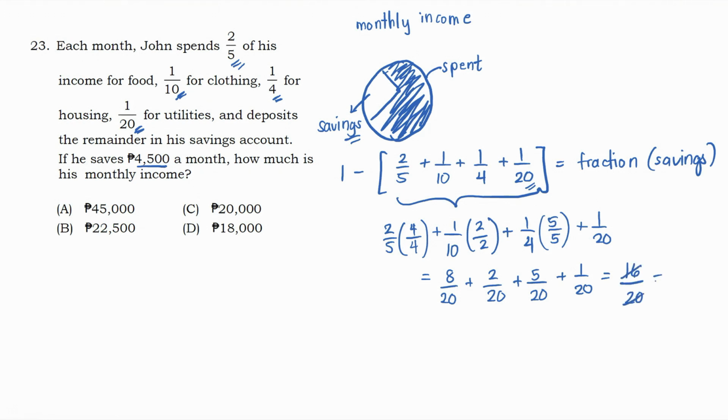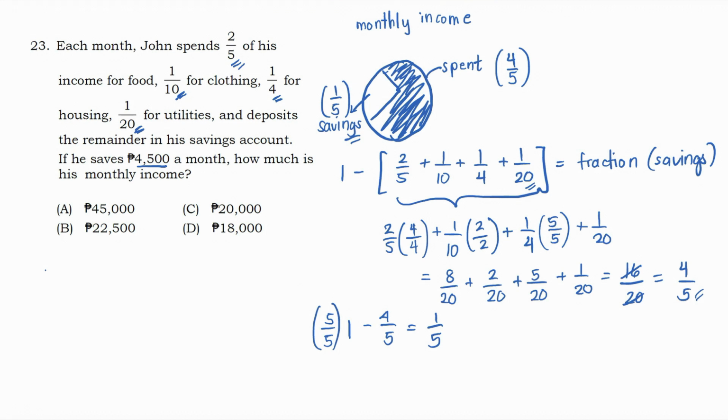And then, i-lowest terms natin sila. I-divide natin by 4, both numerator and denominator. So, we will have 4 over 5. So, bale, lahat pala nung na-spend ni John is 4 over 5. So, kung meron kang 1 whole, tapos meron kang 4 over 5 na na-spend, i-minus mo yan. 1 minus 4 over 5 is equal to, so, this one will become 5 over 5, diba? So, 5 over 5 minus 4 over 5 is equal to 1 over 5. So, ito palang savings niya is 1/5 nung sweldo niya.